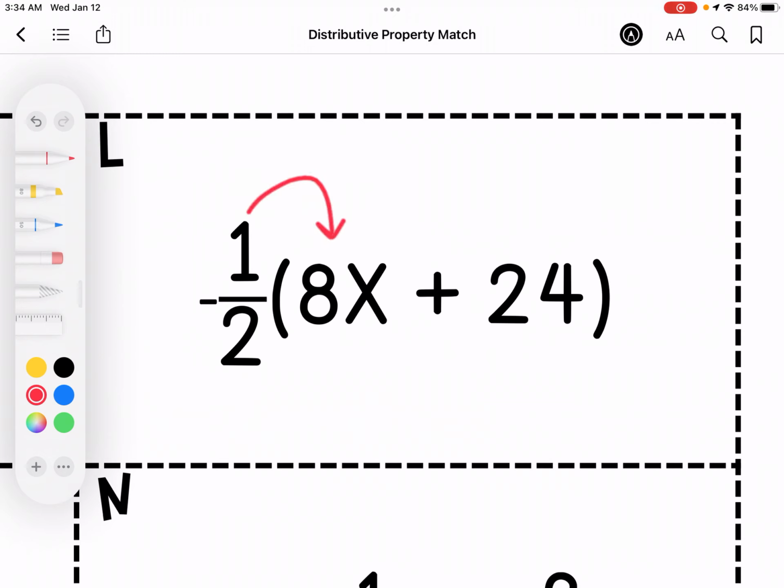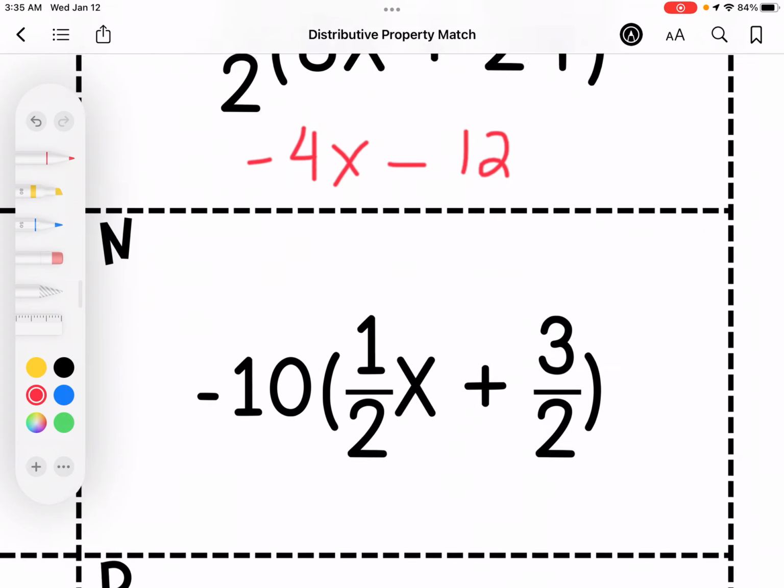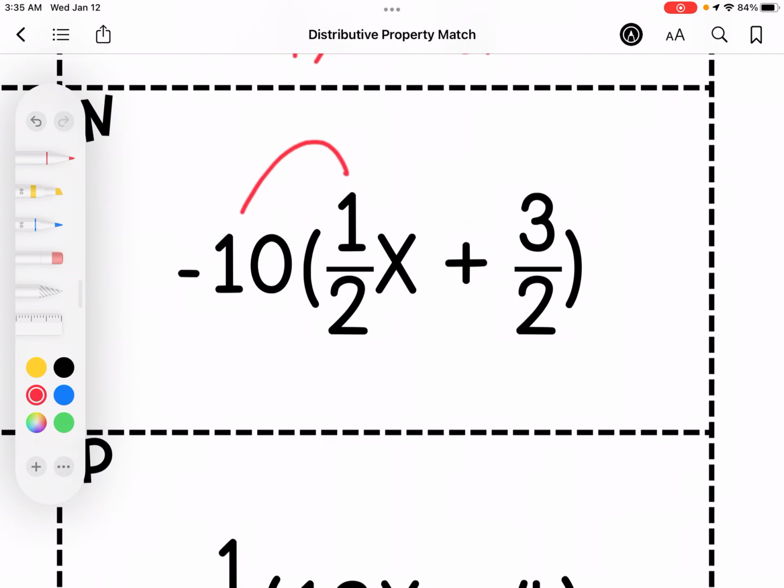A negative 1/2. So half of 8 is 4, and it's going to be a negative 4x. Half of 24 is going to be 12, and it's going to be negative, so it's going to be minus 12. Half of 10 is going to be 5, and it's going to be a negative 5. And bring the x along for a ride.